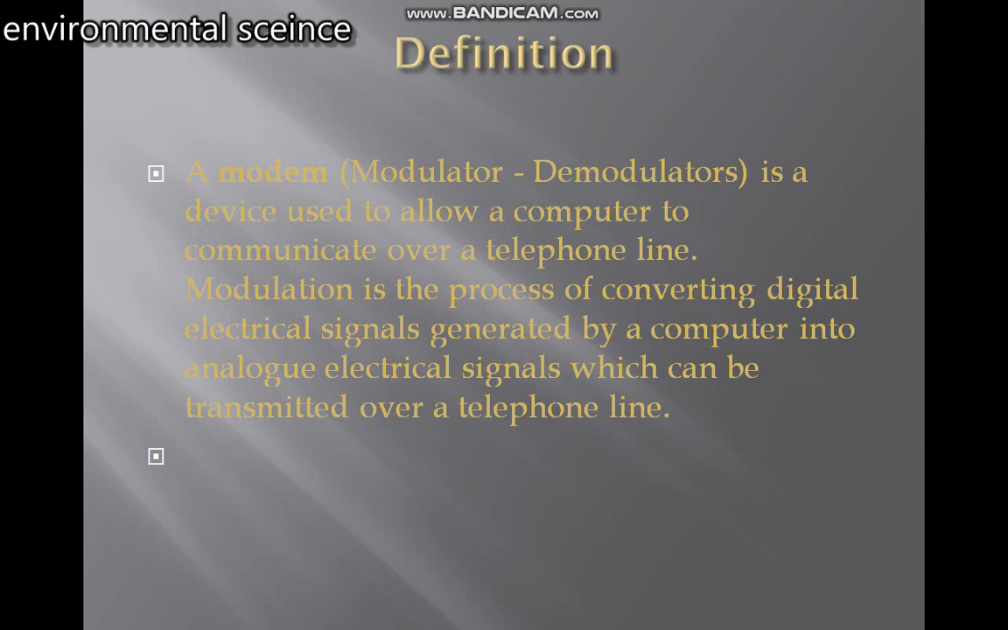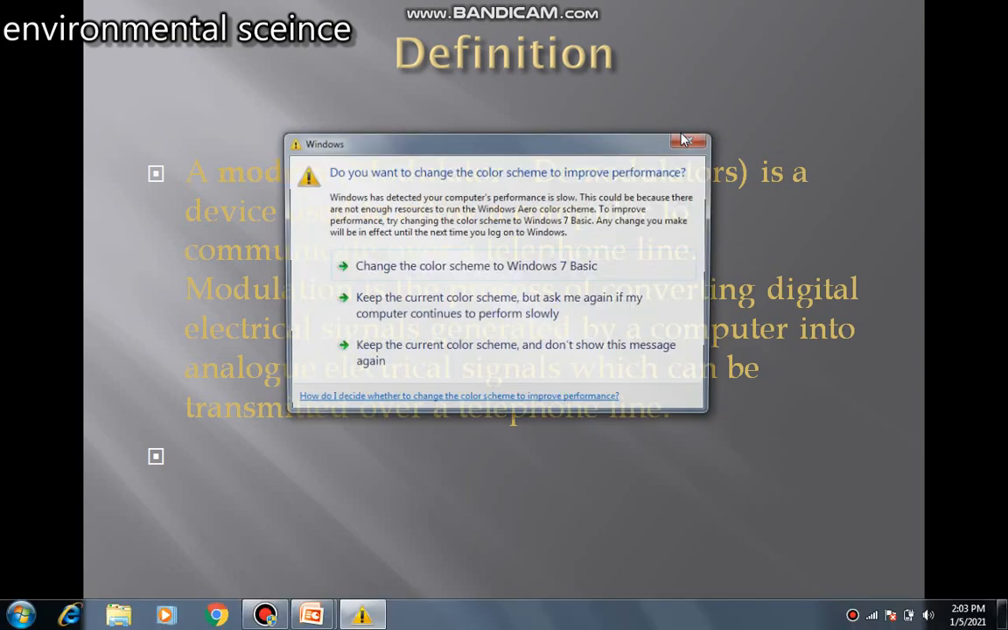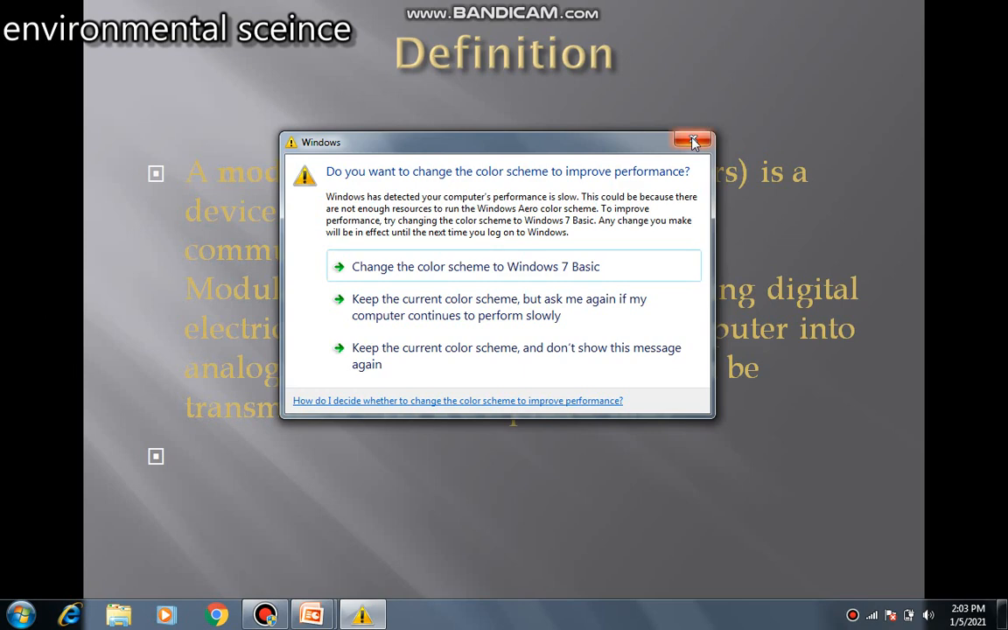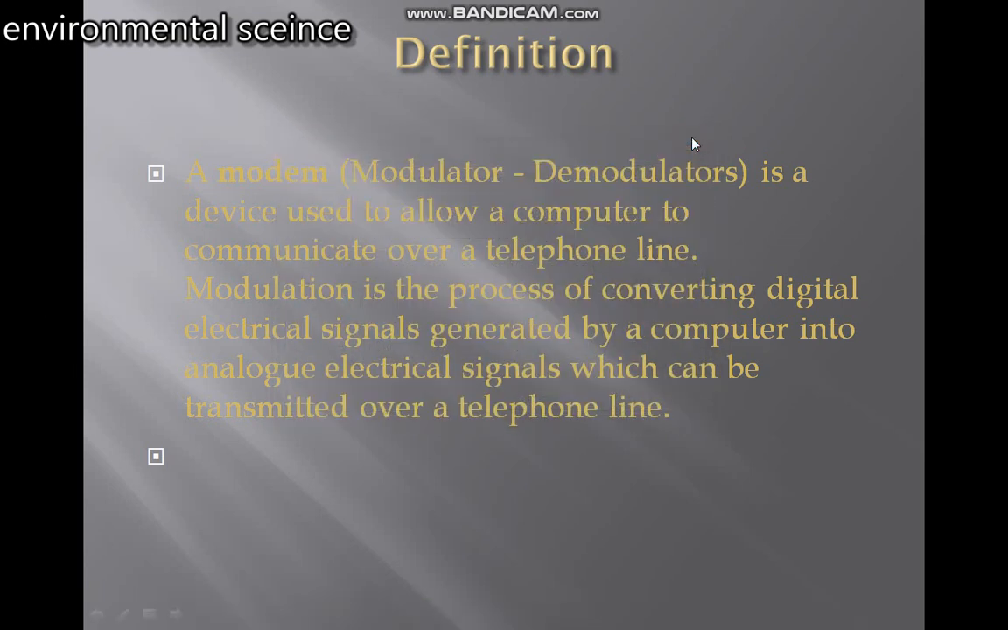Modem is a device used to allow a computer to communicate over a telephone line. Now we will discuss the terms modulation and demodulation. Modulation is the process of converting digital electrical signals generated by a computer into analog electrical signals which can be transmitted over telephone lines, which we all discussed.